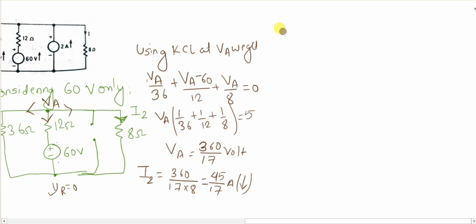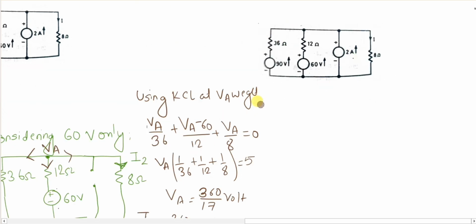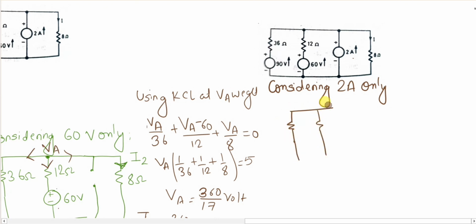Again we'll consider 2 ampere only. Okay, after considering 2 ampere only, what you have to do is short circuit this 19 and then consider this 2 ampere and this one. This one was 8. Current flowing in this be I3. It was of 2 ampere.